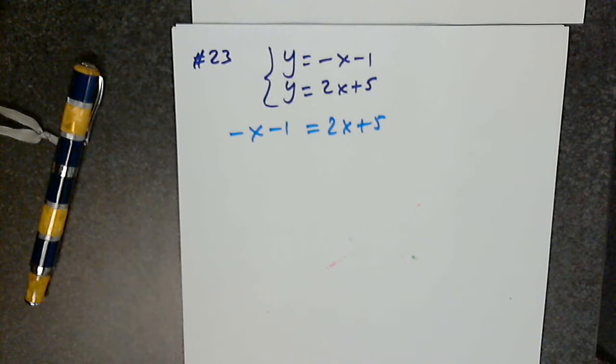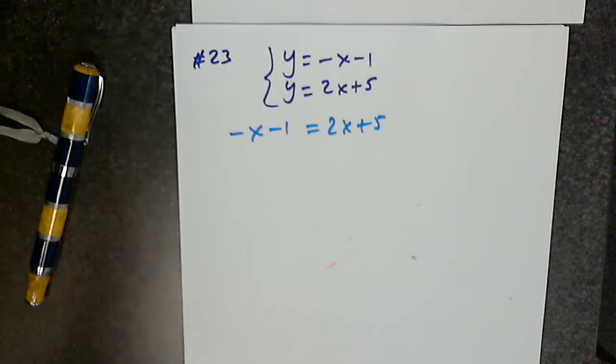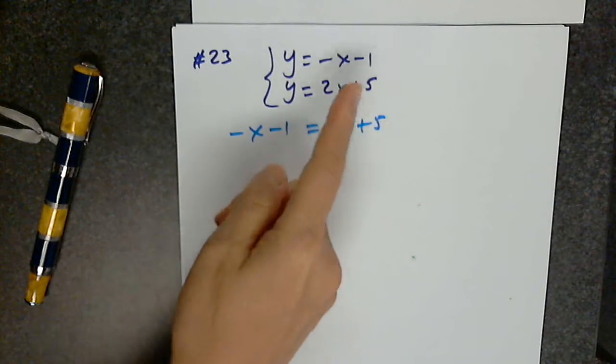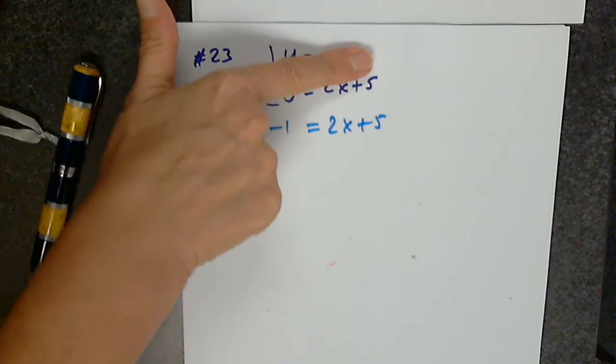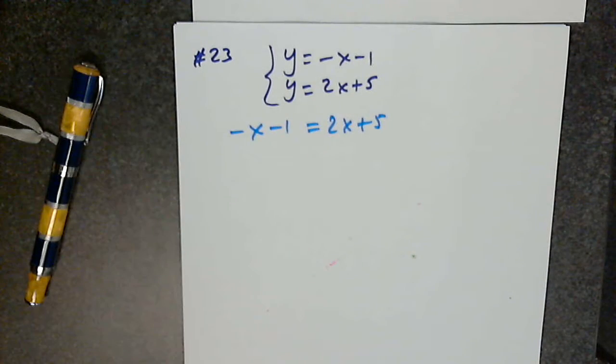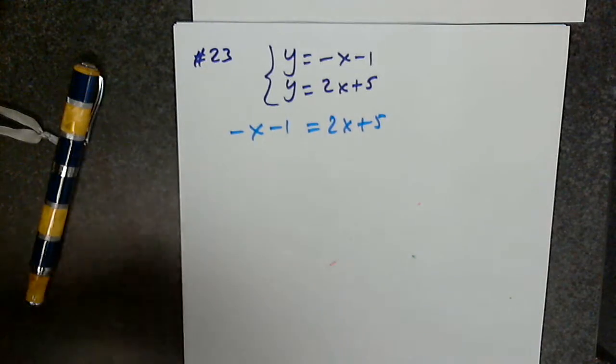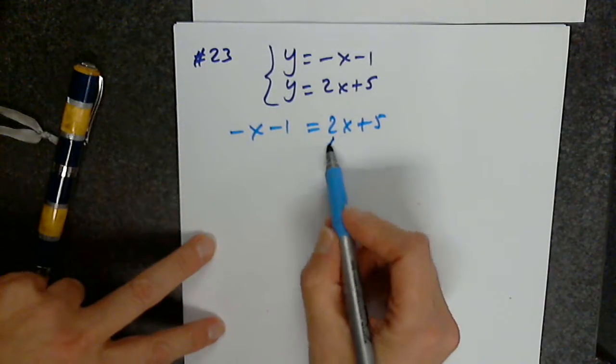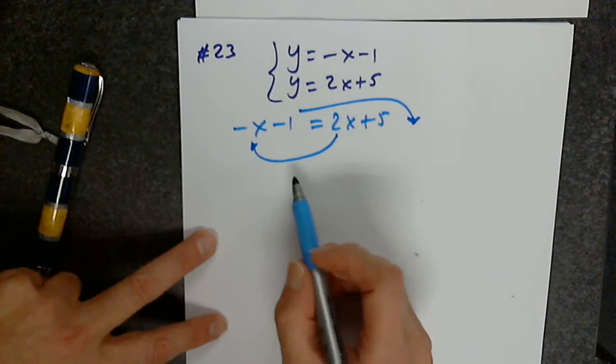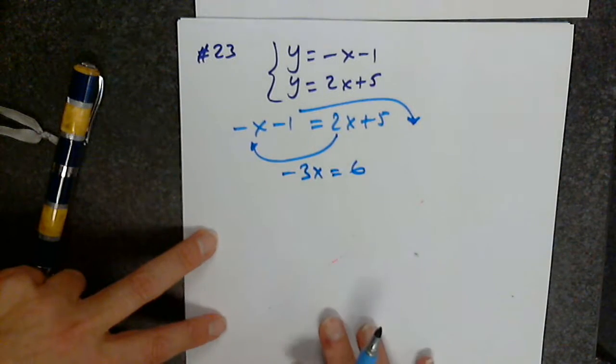Any questions? So y equals negative x minus 1, but it's this y. So this has to replace y. That's how we get negative x minus 1 equals 2x plus 5. I can combine because I have to move terms around first, right? There is nothing I can simplify. So this has to go here and this has to go here. So negative 3x equals 6.